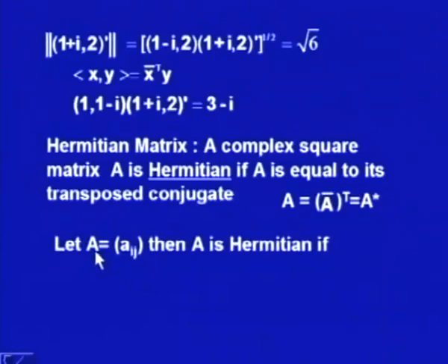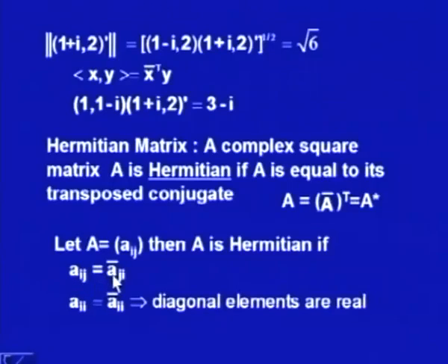Now if we have a square matrix A, then a typical element in this is a_ij. According to this definition, A is Hermitian if a_ij is equal to a bar ji. This bar denotes the conjugate and the indices denote that it is being transposed. If this condition is satisfied, then the matrix is Hermitian. However, if j is equal to i, then a_ii is equal to a bar ii. That means the diagonal elements are equal to their conjugates, and this will happen only when the number is real. So if we have a Hermitian matrix, the diagonal elements will always be real.